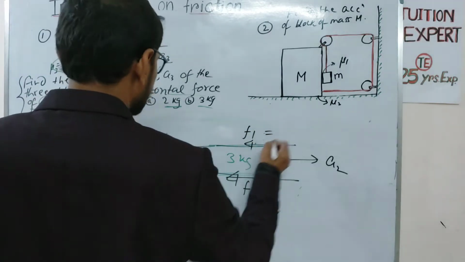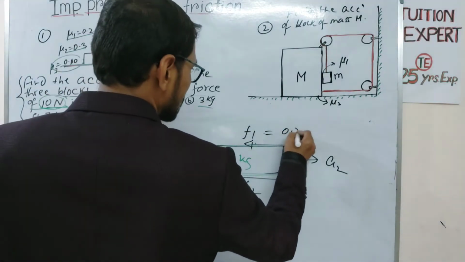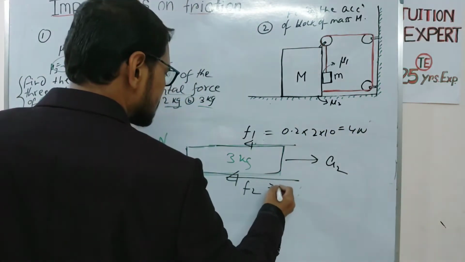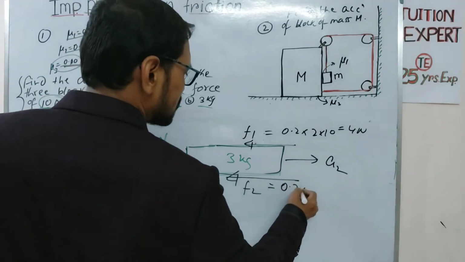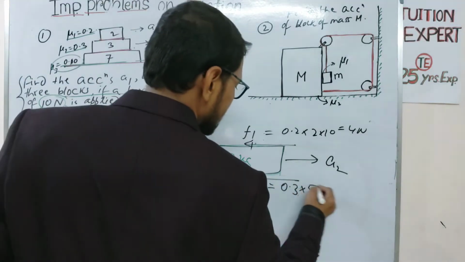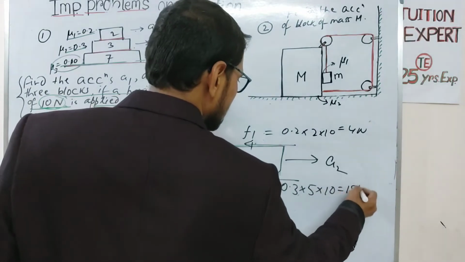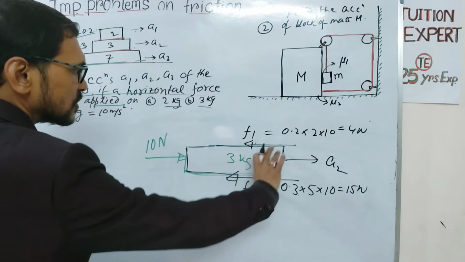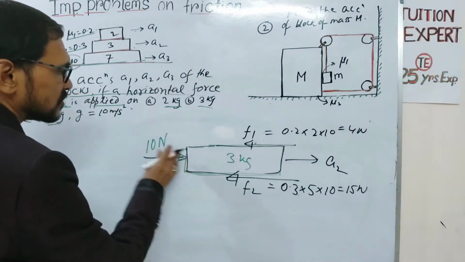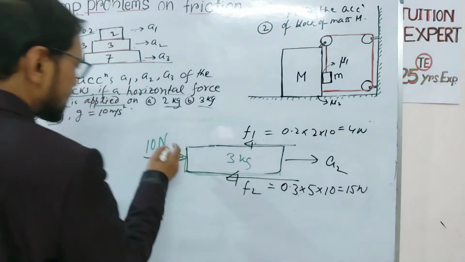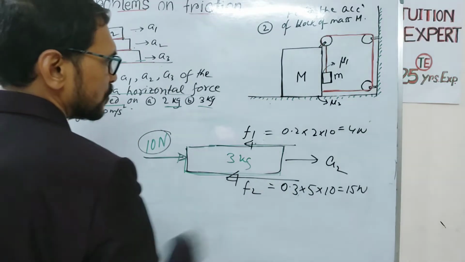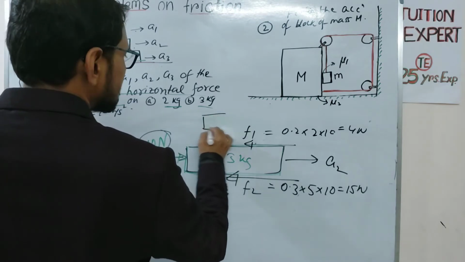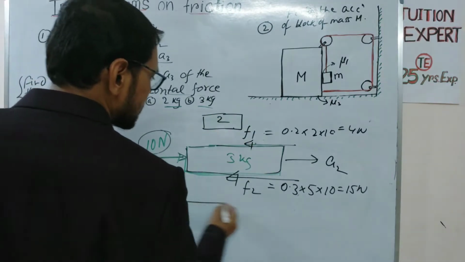So what is F1? F1 equals mu mg, which is equal to 0.2 into 2 into 10, that is 4 Newton, and here friction equals mu into (2 plus 3), that is 0.3 into 5 into g, that is 15 Newton. So 4 Newton and 15 Newton force act in this direction, and 10 Newton acts in this direction. So the applied force is 10 Newton but the opposing force is 15 Newton. So the 3 kg cannot move over the 2 kg and 7 kg. This is the 2 kg and this is the 7 kg.